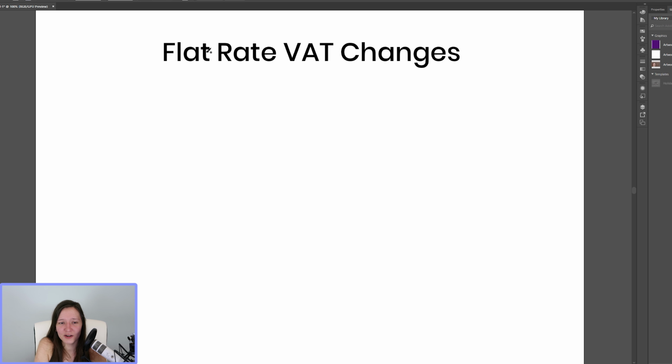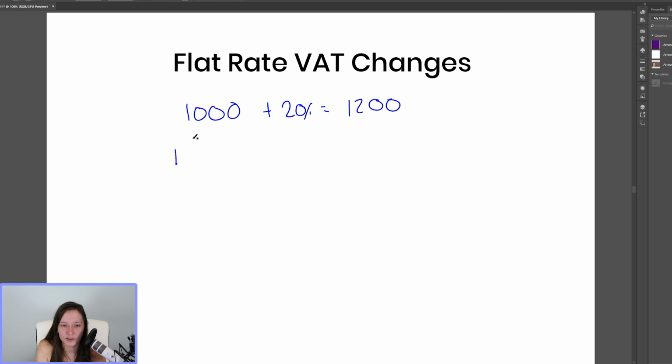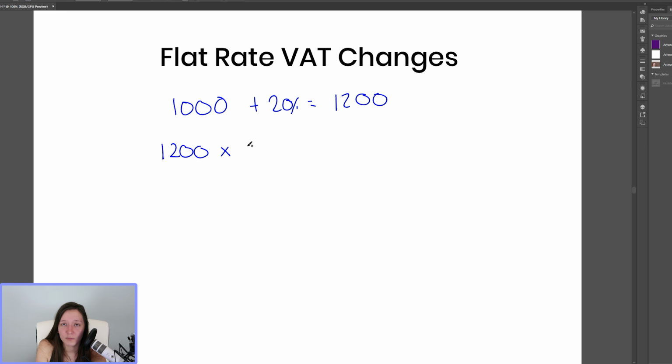On the original flat rate scheme, as you probably know, you had a certain percentage you could use in order to work out what you pay to HMRC. So, for example, if you had a £1,000 invoice, you would add the 20% VAT onto it. And to work out what you pay to HMRC, you would multiply that by your specific flat rate percentage.